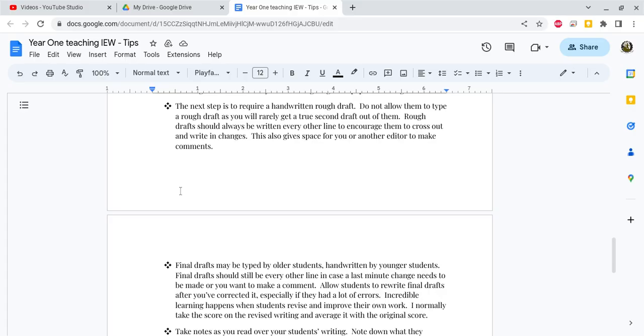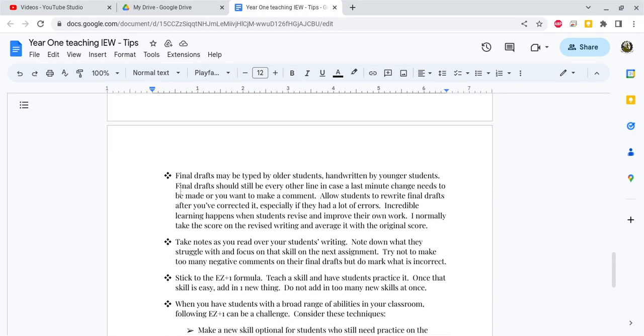I always encourage them to go through and make changes as they're writing this rough draft. If they turn it in and it's perfect and nothing's written on it, I know they haven't spent much time on it or given it a whole lot of thought.